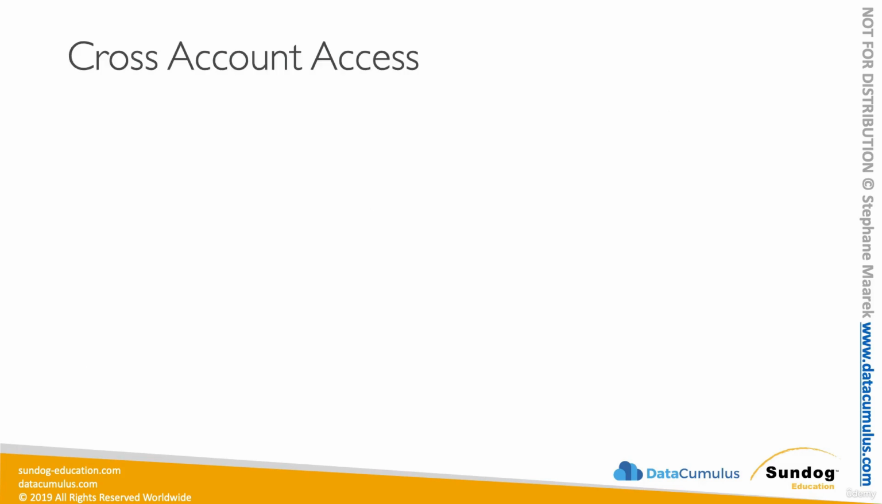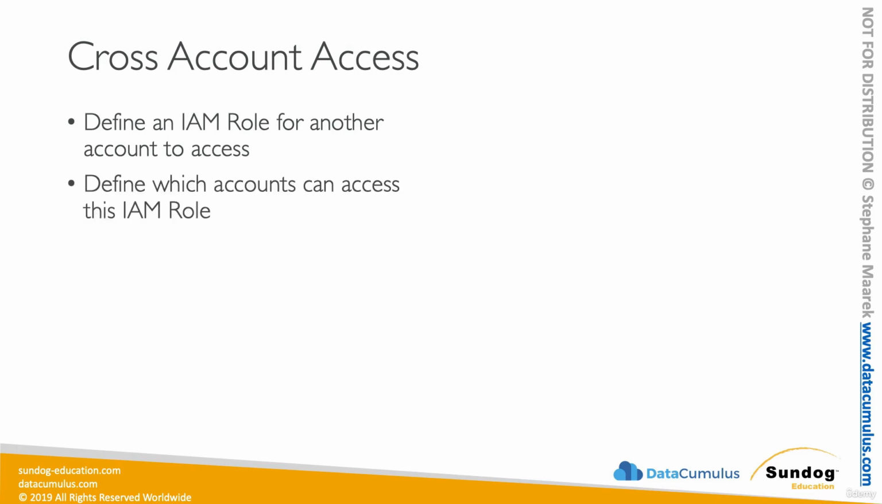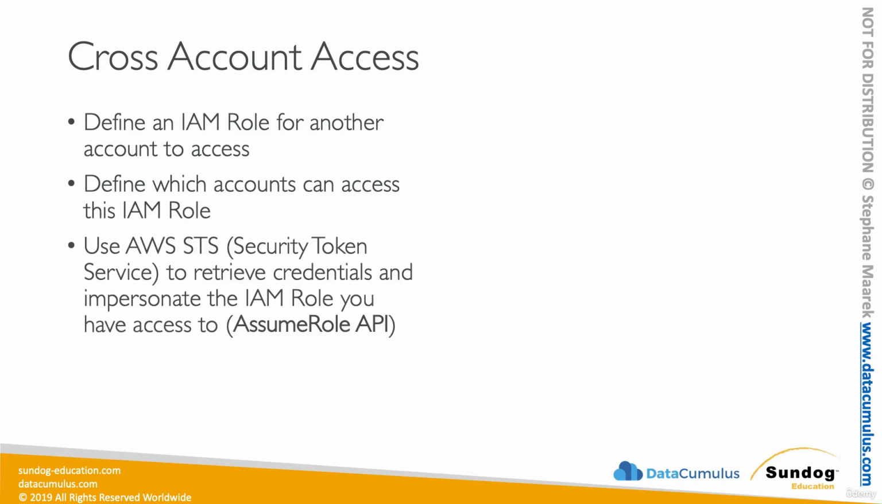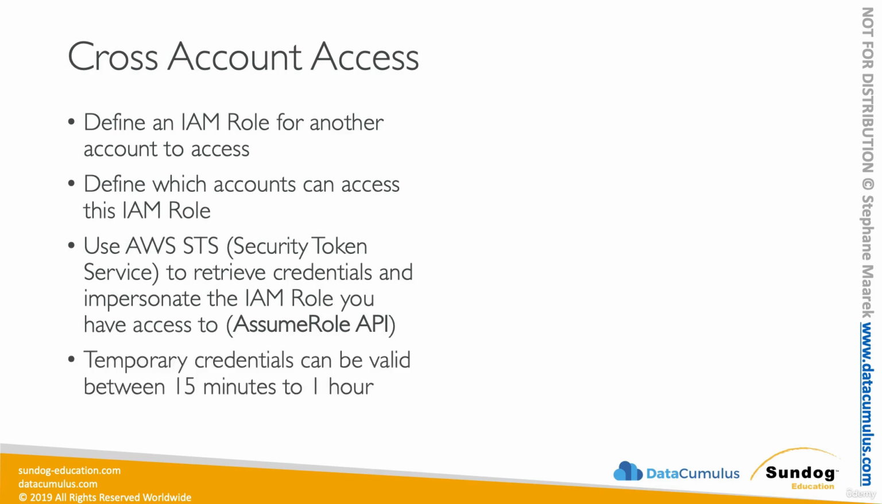Now for cross-account access, how does it work? We'll define an IAM role for another account to access, and we define which accounts can access this IAM role, and then we'll use STS to retrieve credentials, okay? And then with these credentials, we'll be able to impersonate that IAM role, and that's called the AssumeRole API. Then the credentials can be valid for between 15 minutes to 1 hour.